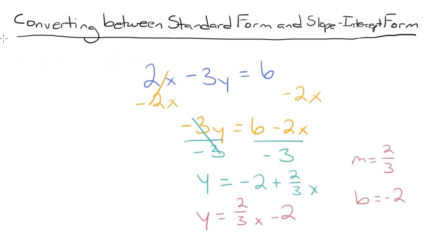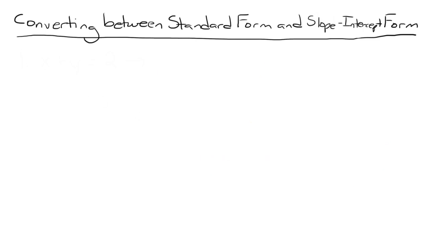But what if we want to go the other way and convert a slope-intercept form equation to standard form? Well, let's take a look at an example. Let's convert y equals negative 4x plus 7 to standard form. Remember, standard form is ax plus by equals c.